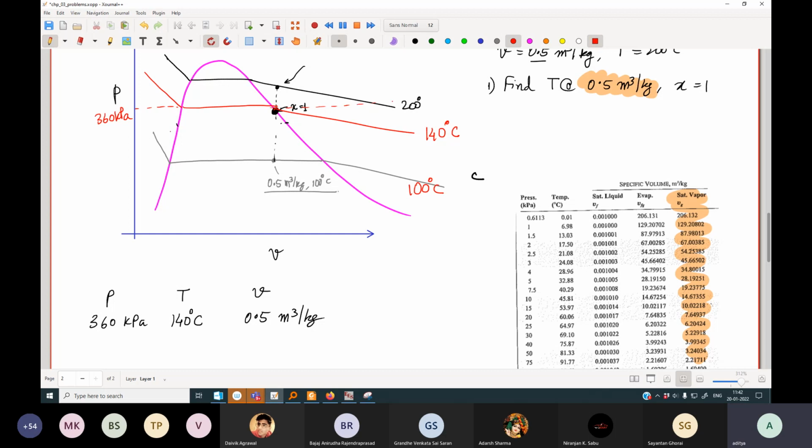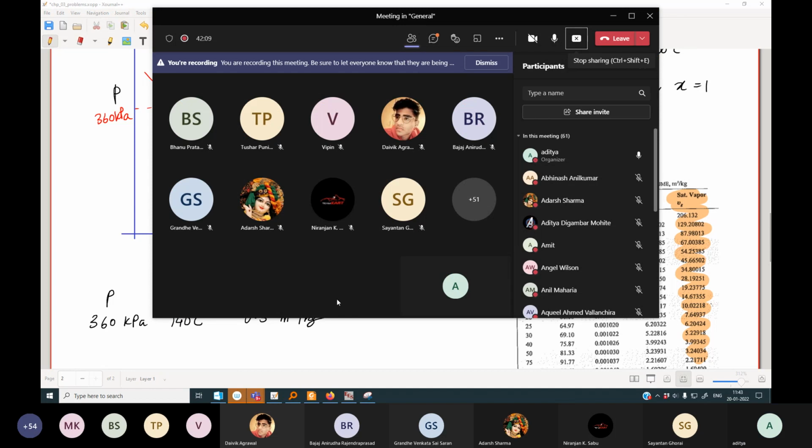So what does it mean? In order to go to the 200 degrees Celsius isotherm, I must go further up. If I go further up along this vertical line, which domain will I be in? Will it be saturated dome or will it be a superheated vapor? What will it be? Superheated vapor. This particular chain of thought should be clear to everyone. Like in this 60 odd people, this should be clear to everyone.